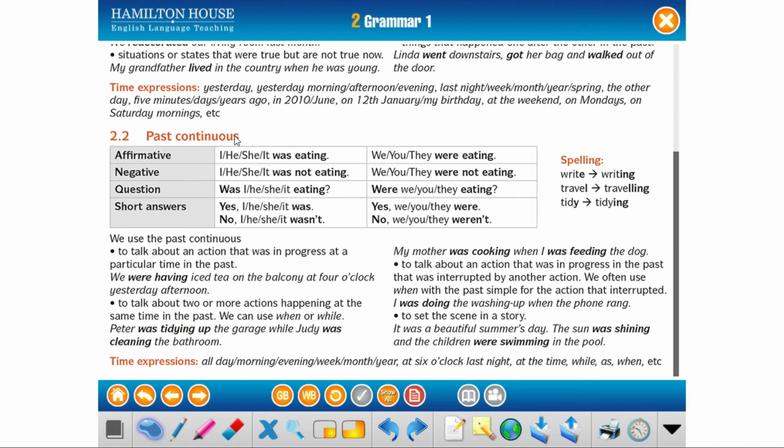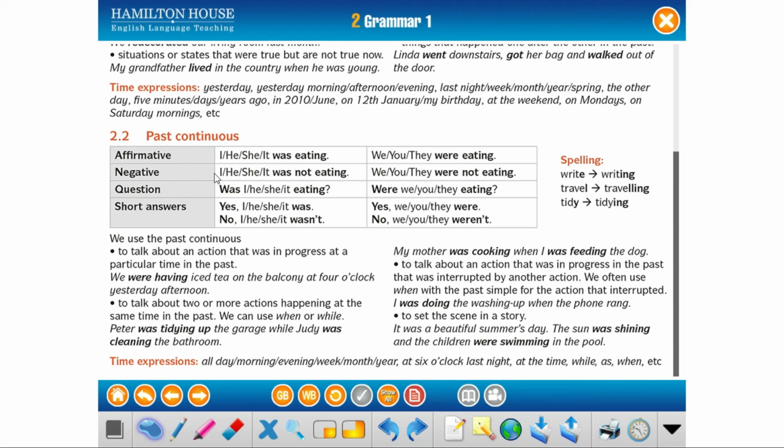To make it negative, we only add not after the verb to be in past, was or were, and before the verb with ing termination. Like this: I was not eating, we were not eating. And also we can make contractions. We say, I wasn't eating, we weren't eating. When we make a contraction, remember that we put together the verb to be, was not or were not. We take off the o and we add an apostrophe instead of the o.